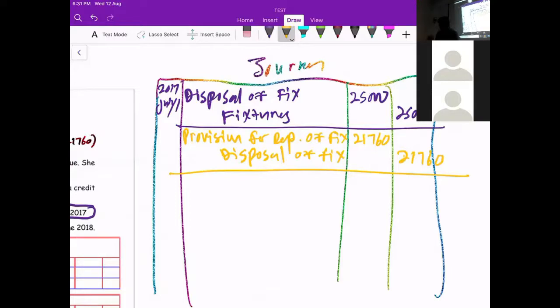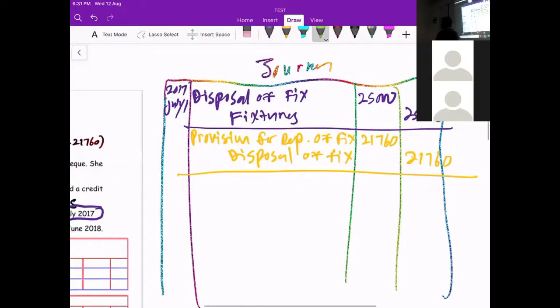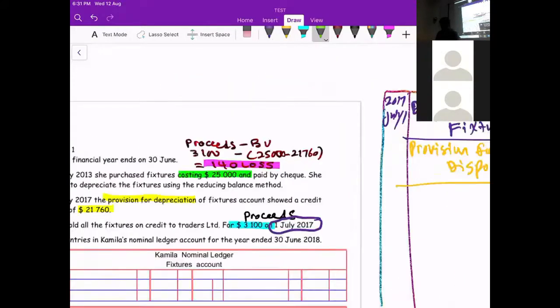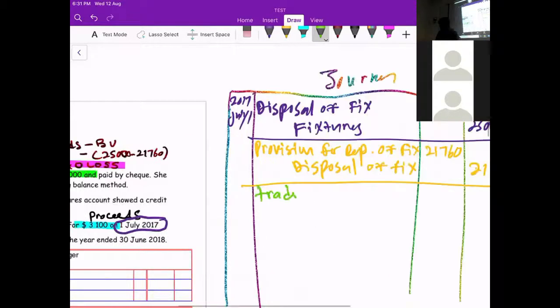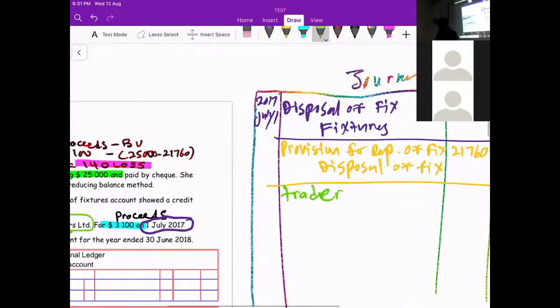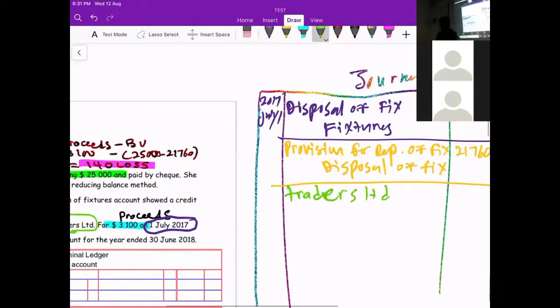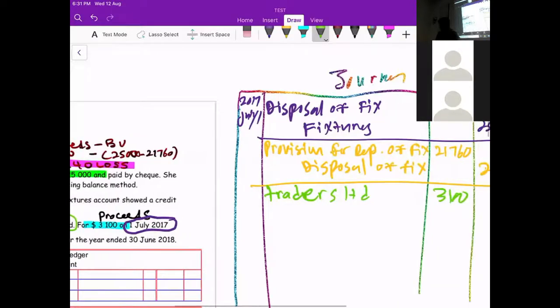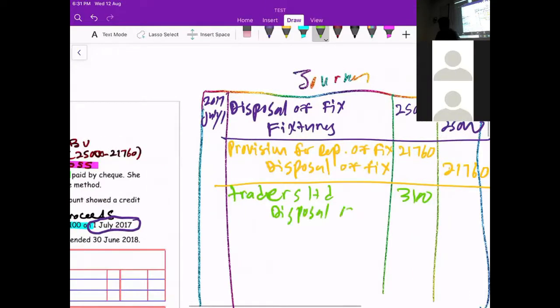Third one, you record the proceeds. Okay, this proceeds, did you receive money? They say on credit. On credit means haven't received the money. So you write what? You write the guy's name. The guy's name is Traders Limited. Is it correct? Yeah. Traders Limited, 3,100. Credit will be disposal of fixtures, 3,100.